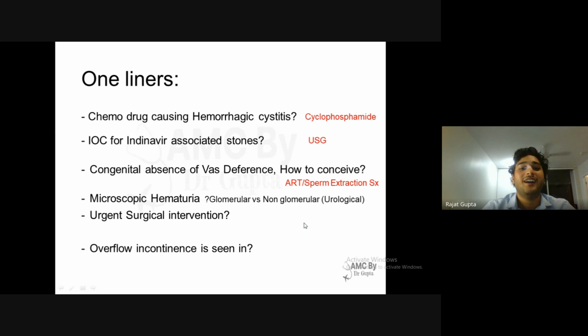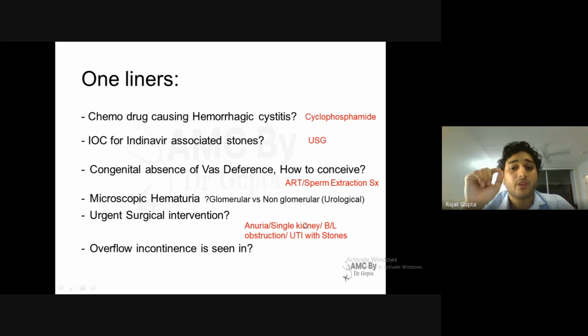So you have to differentiate like this. Oh, sorry. When do we need urgent surgical intervention in any case? The answer is if the patient is having anuria, or a single kidney, or bilateral obstruction, or UTI with stones. If any of these conditions are there, we have to do the surgical intervention as soon as possible. Okay, this is an easy one.